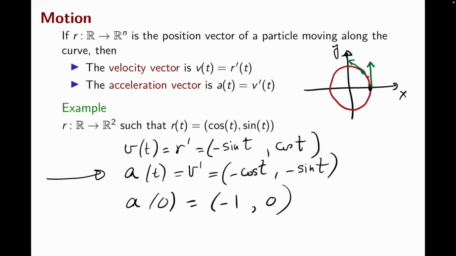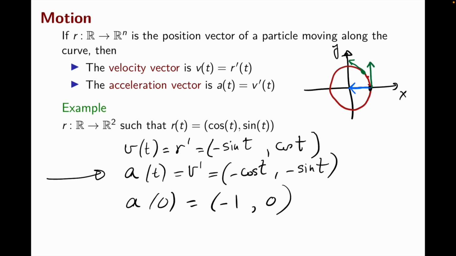So let's paint here the acceleration vector. That will be a vector like this. So we have the velocity and the acceleration, and we can calculate the acceleration also at any point of the parameter t.